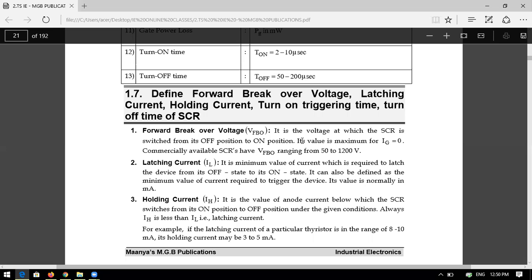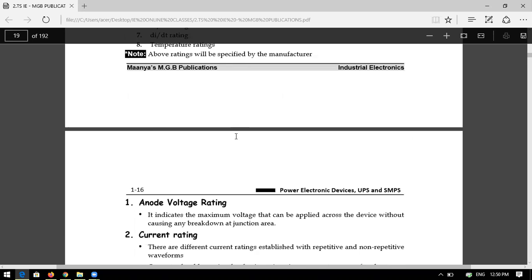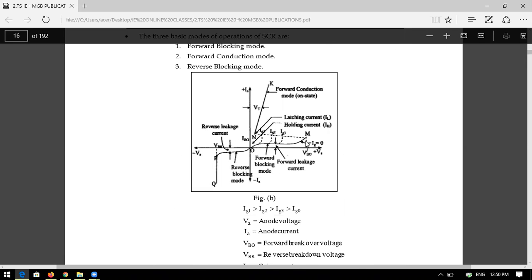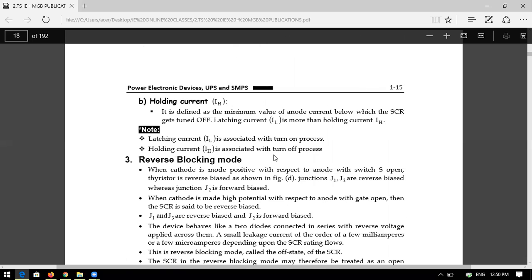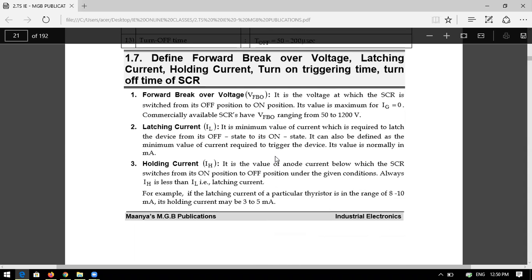Okay. We have already seen this in the SCR characteristics. If you see, VFBO or VBO is present here. After reaching this value, the SCR comes into the conduction state. Okay. So what is the voltage?